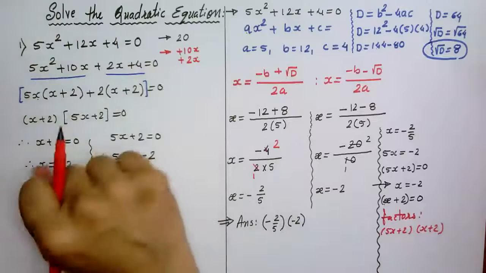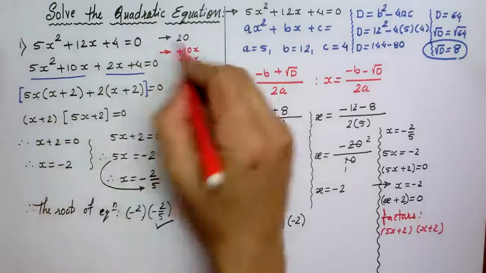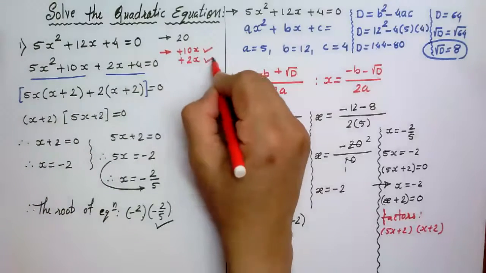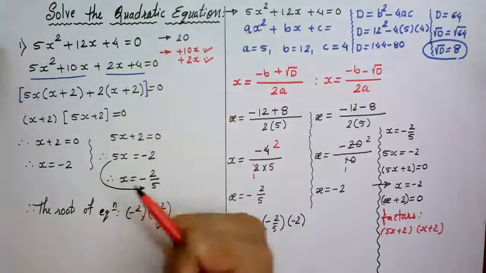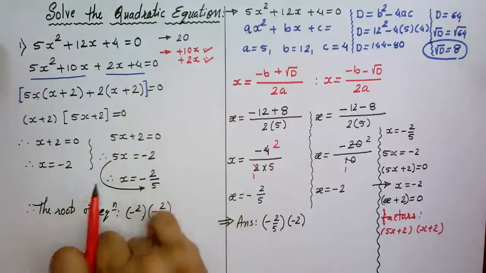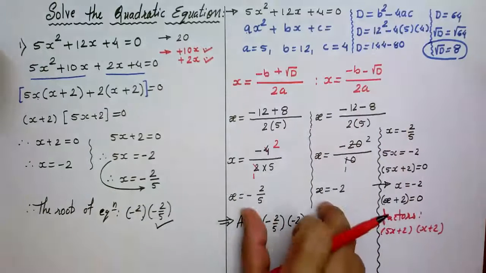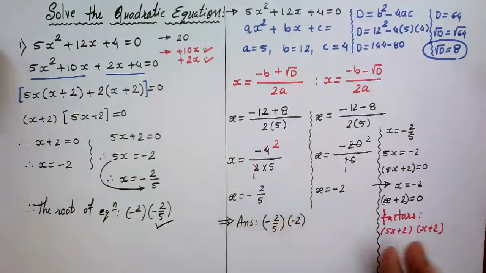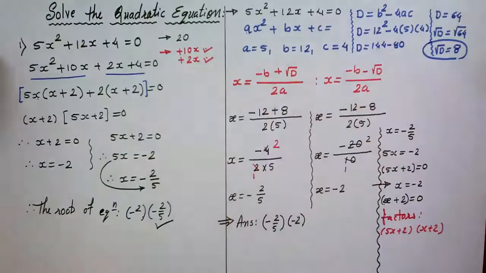So sometimes this method becomes difficult for the students because to find these factors is really difficult. You need to have command on the tables and everything, but this method is very clear. You will get the roots, as well as if you want to find the factors, you can get the factors also. I will re-explain this method in my next example.